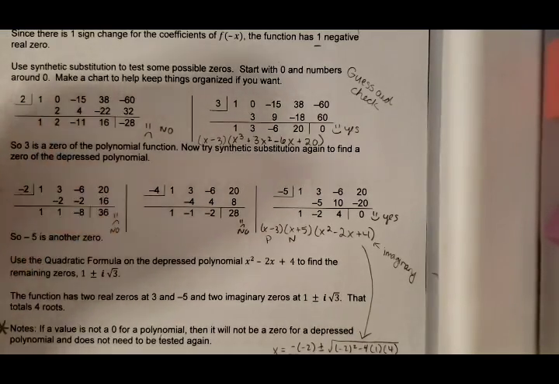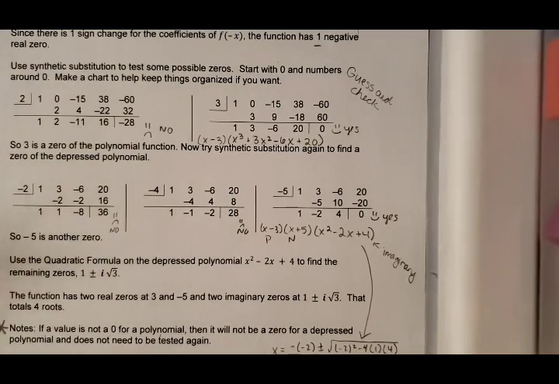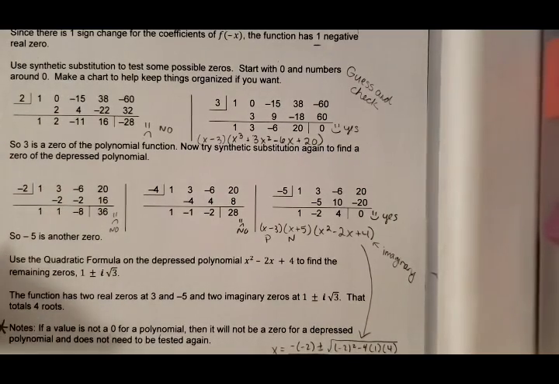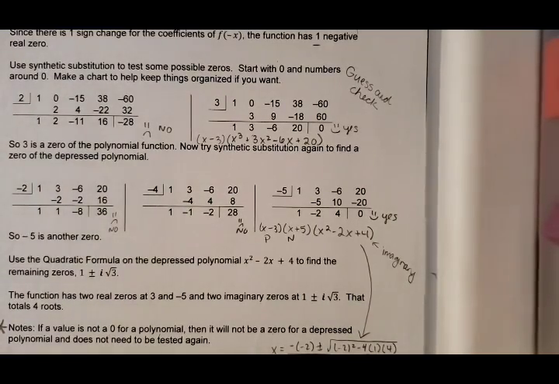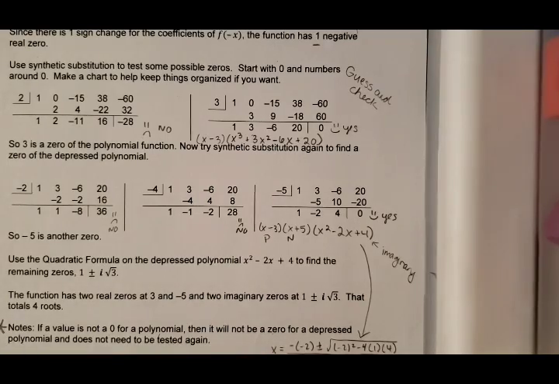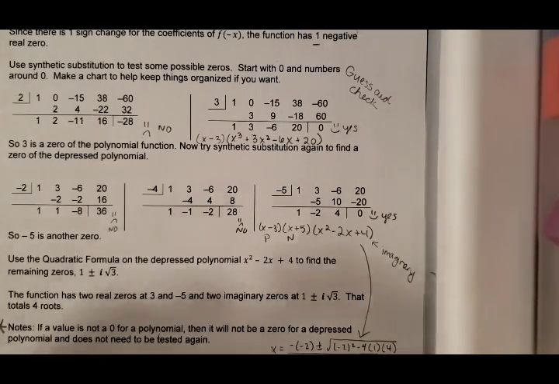However, that means 2 doesn't work here and it doesn't work later, because all we're really doing as we factor is breaking down this bigger polynomial. So if it doesn't work now, it's not going to work later. And the same is going to hold true as we go all the way along. So that's something to remember: once you've ruled out a number, it doesn't work anymore.